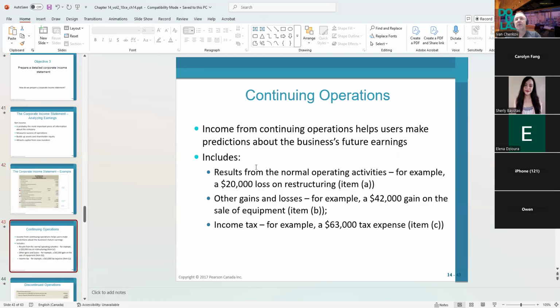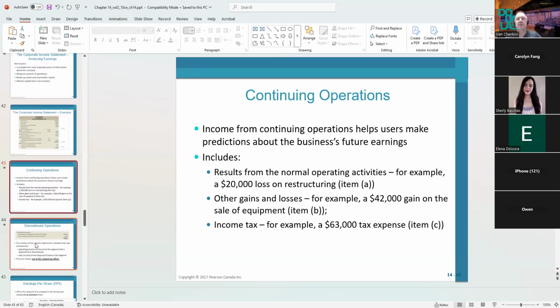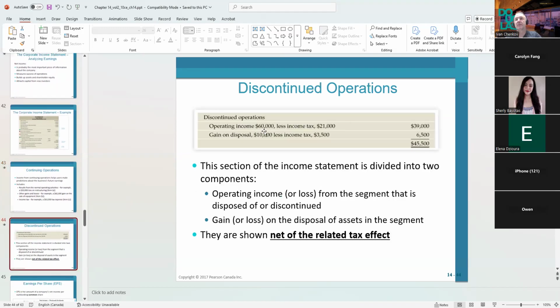Now, continuing operations, again: income from continuing operations helps the users of the financial statements to understand and predict the business and future earnings. Income tax expense, again, you have it as one line and one line only. Everything after that is net of taxes.